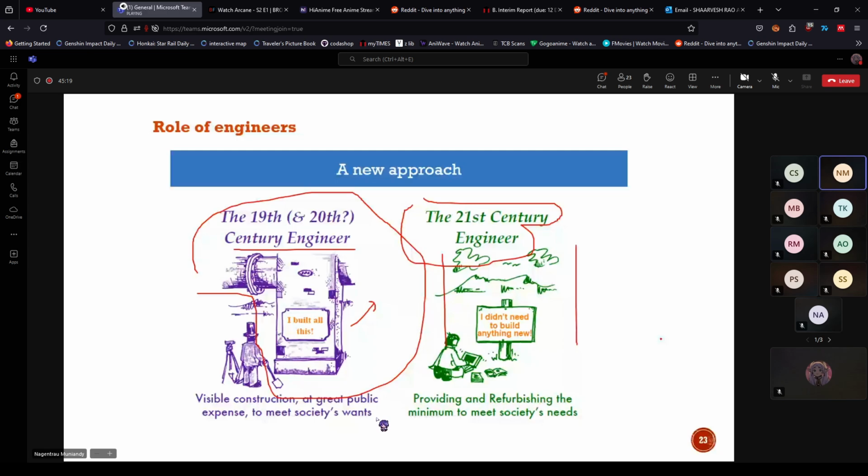It needs a high workforce and all that, so I can minimize that. So that's why the new approach is not about showing pride or showing greatness by building something. The new century engineers, we should claim ourselves as sustainable engineers. We should focus on what is actually needed.